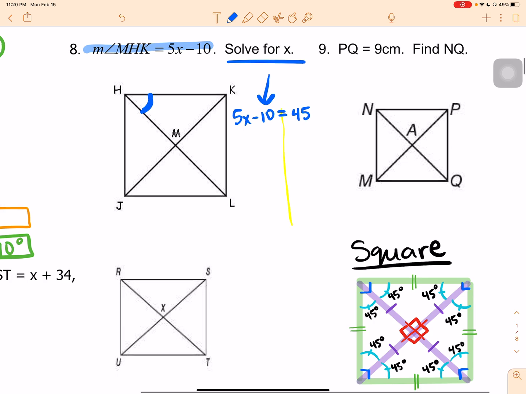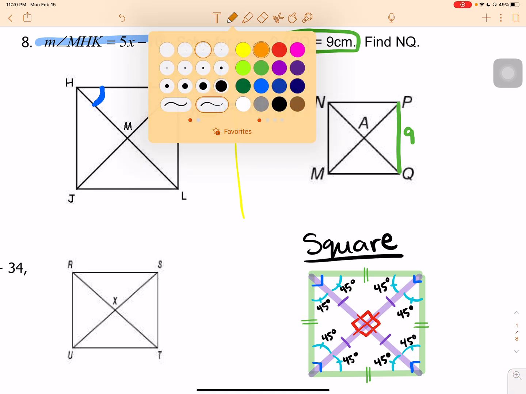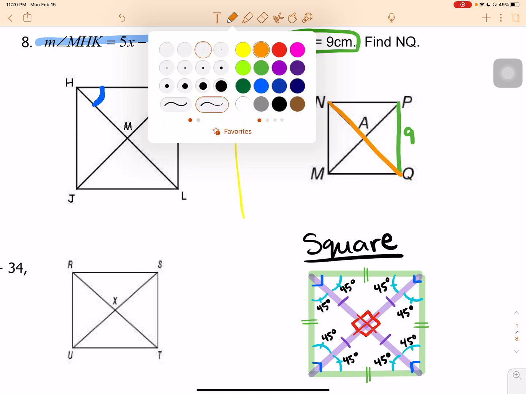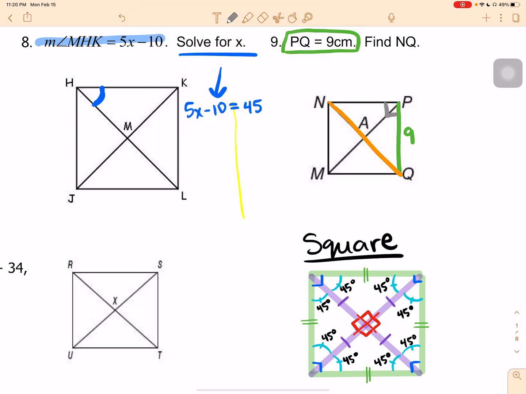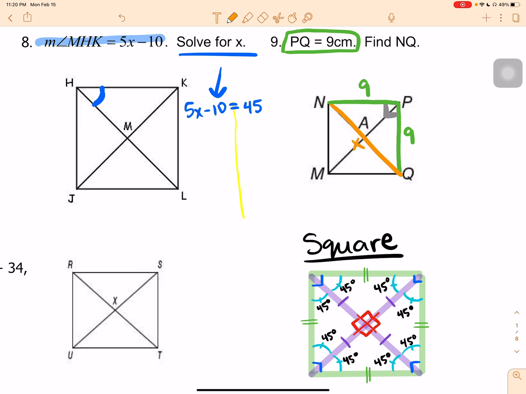Okay? All right, here we have PQ is 9 centimeters. We'll just put a 9 there. They want to know what MQ is. Well, if you notice here, we do have a right angle here. So there's a right triangle. And we know that all the sides of a square are equal. So this side up here is 9. So now all we need to find is this side NQ.